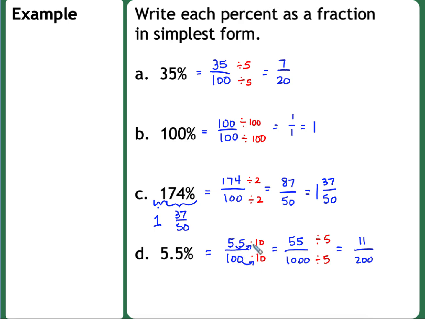So 5.5 times 10 is 55, 100 times 10 is 1,000. Notice this represents the same thing, just without that decimal. All right, so then simplify and we get 11/200ths. So here are some for you to try.